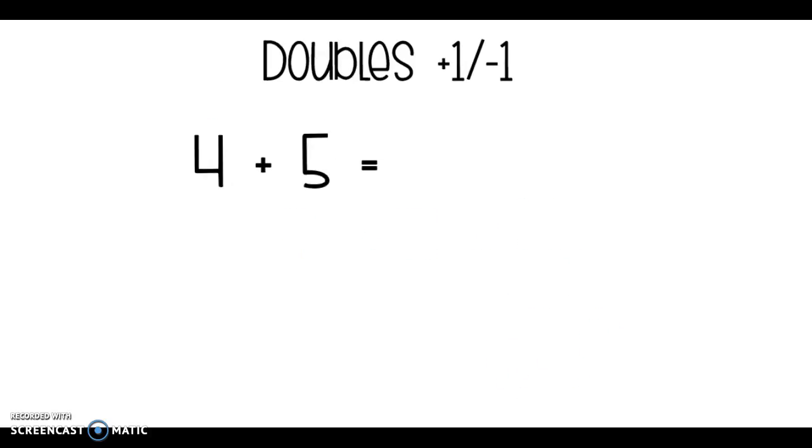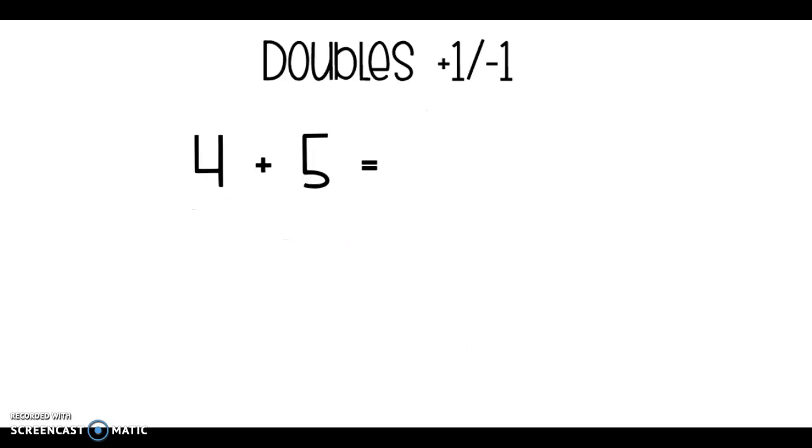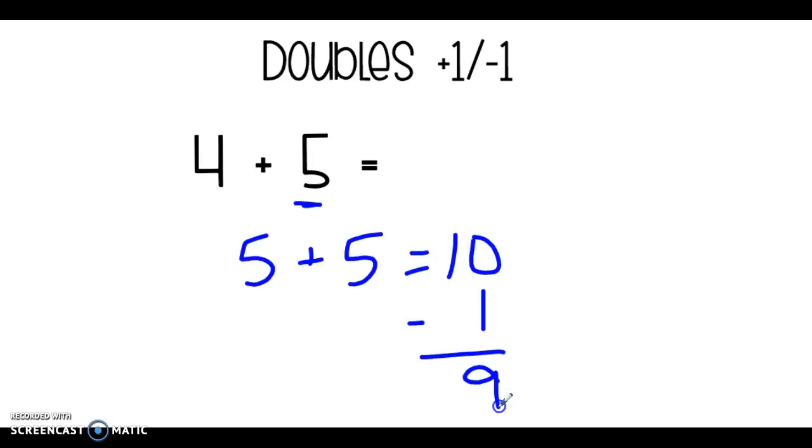Another example is 4 plus 5. They're only one digit apart, so what I usually like to do is start with the lower number to solve this problem. If I know that 4 plus 4 equals 8, 5 is only one more than that, so I could add one more on to get my final answer of 9. Just like last time, I could do a double minus 1 as well, starting with my 5. 5 plus 5 equals 10. 4 is one less, so I'll take one away, and I will get my final answer of 9 again.